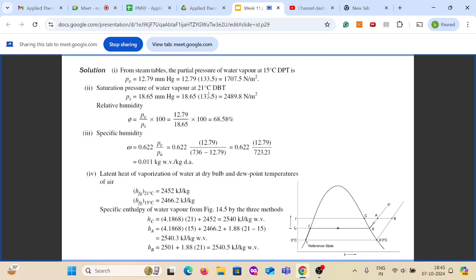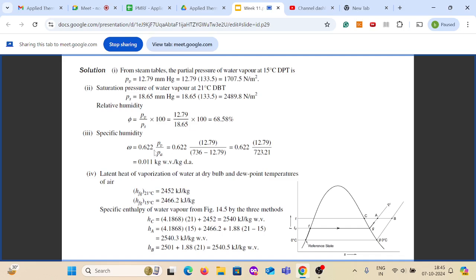So relative humidity is phi equals PV by PS. That gives you your vapor pressure now is 12.79 divided by 18.65. So this comes out to be a relative humidity of 68.58%.